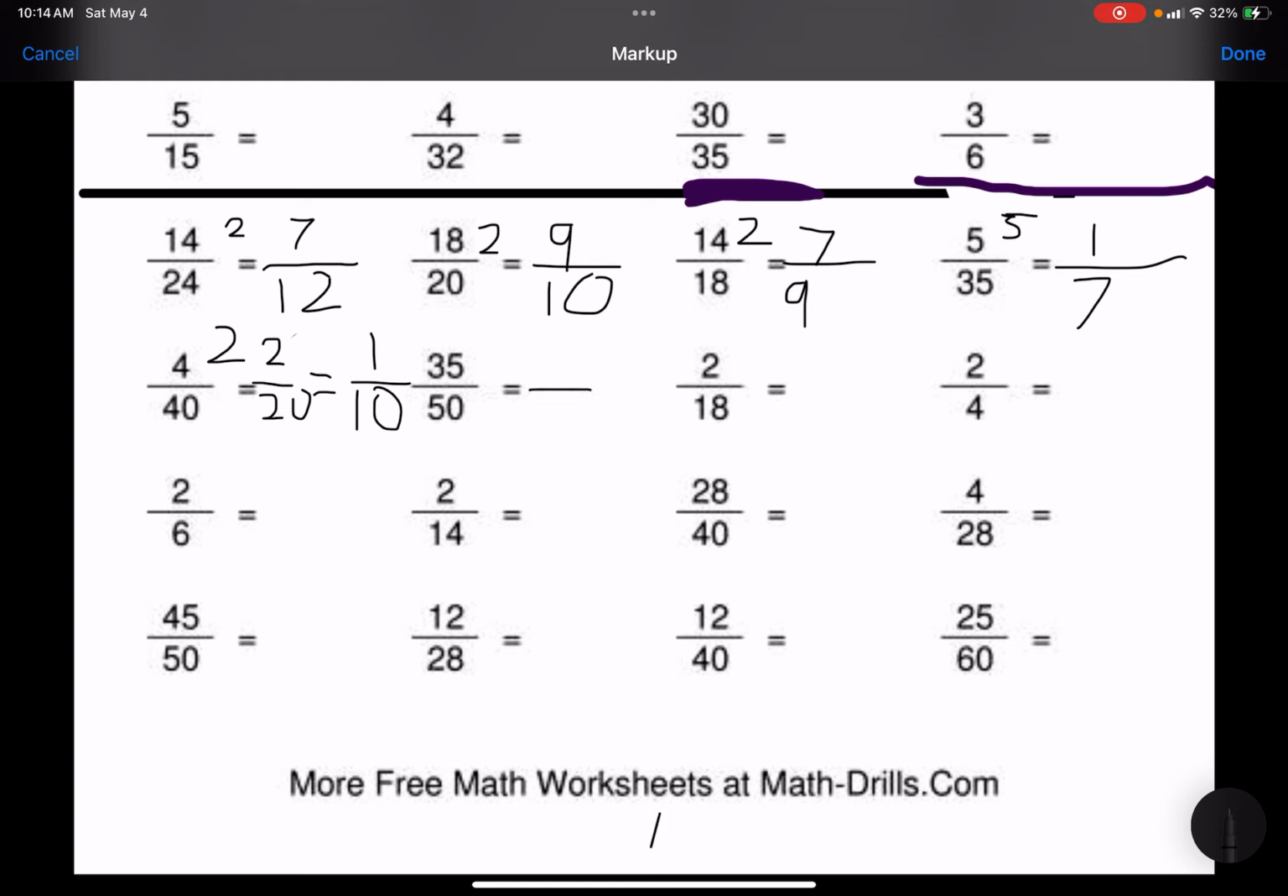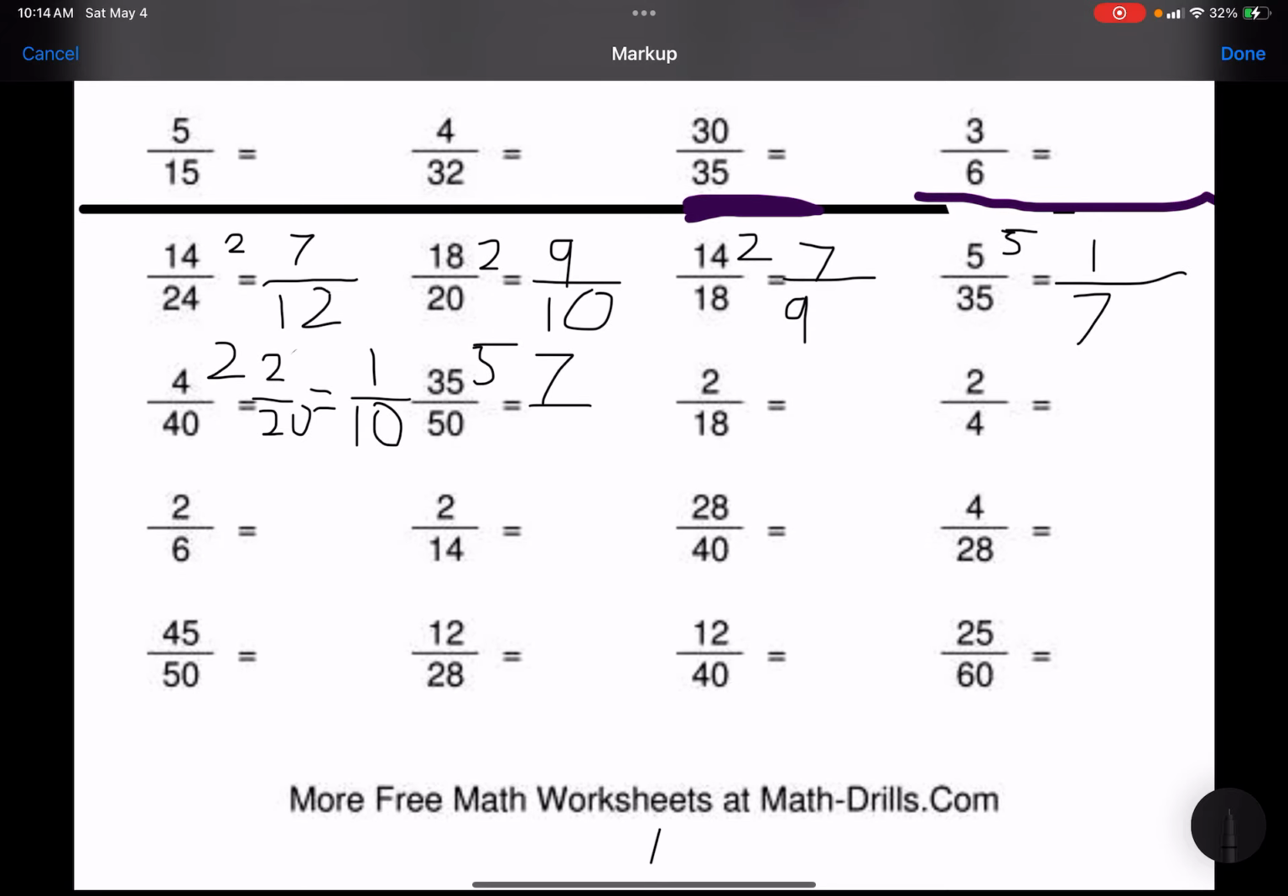Now 35 divided by 50, we're going to do this 5 times. 35 divided by 5 is 7. 50 divided by 5 is 10. 2 18ths, 2 and 18 can go by 2 times. 2 divided by 2 is 1. And 18 divided by 2 is 9.